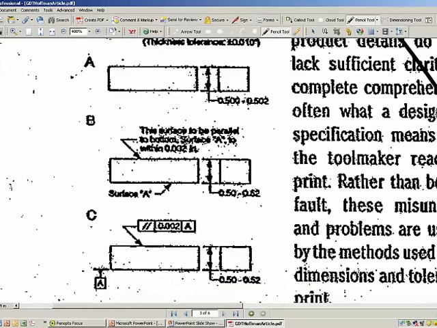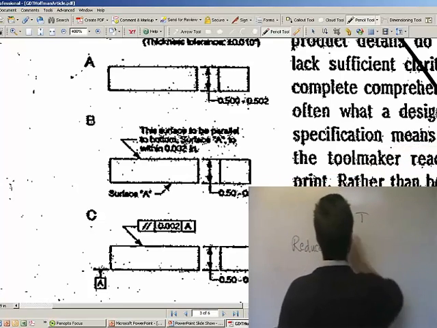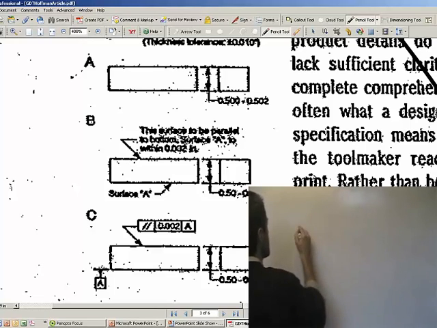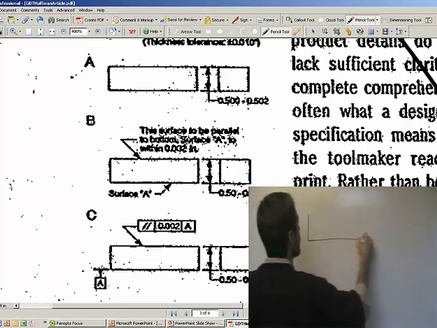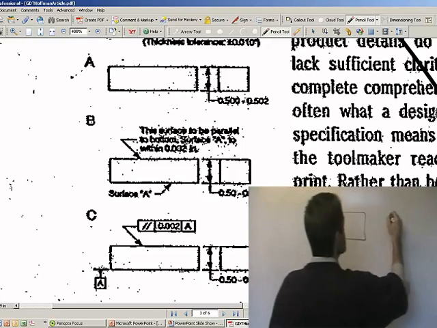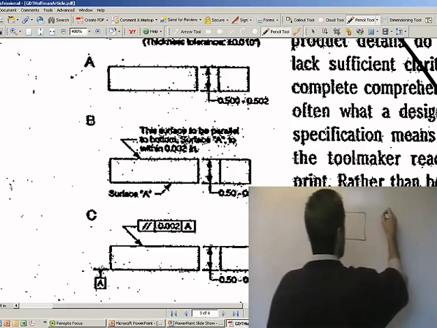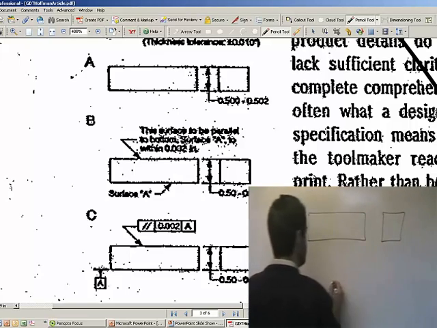Alright, so this is the idea. It's a very simple part. I'm going to draw it up on the whiteboard. It's just, I think it's a square cross section, yeah, pretty much, 1/2 inch by 1/2 inch.